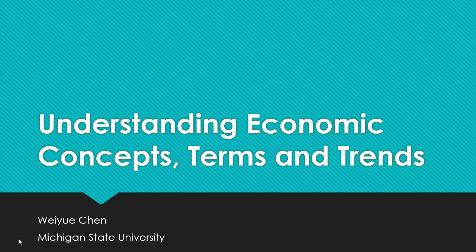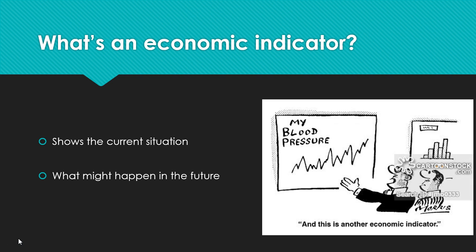Today we're going to talk about economic indicators and what they can tell us. So, what's an economic indicator? It's a measurement of important areas of the economy that gives us a picture of the current situation and what might happen in the future. So, if we know the meaning of a certain indicator, we should be able to tell whether the economy is going up or going down.